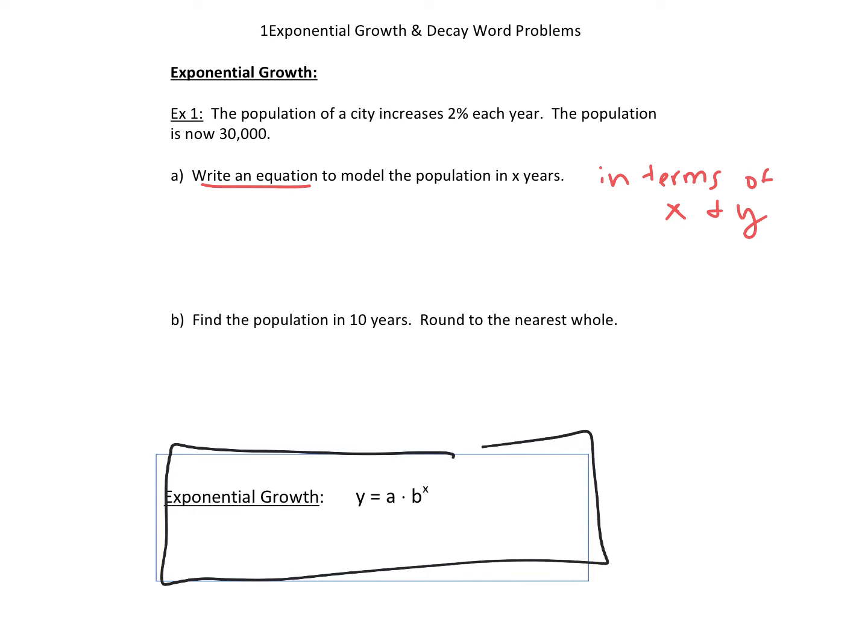So in example 1, the population of a city increases 2% each year. The population is now 30,000. So I'm going to start with the population is now 30,000. This is your initial value. Initial value, if you think back to linear functions, represents your y-intercept. So in an exponential growth problem, that's your a value. Your initial value is your a. So I'm going to write y equals 30,000 is going to be my a value.